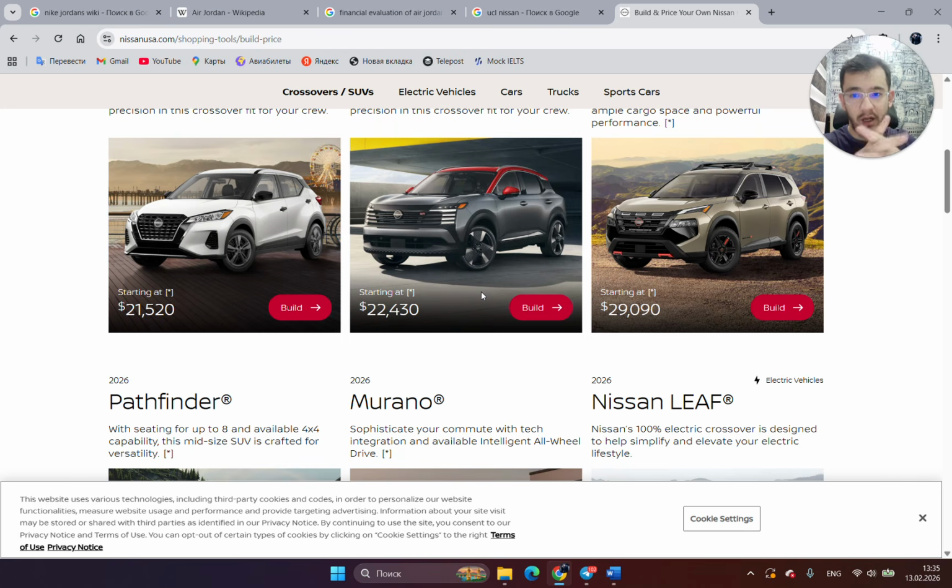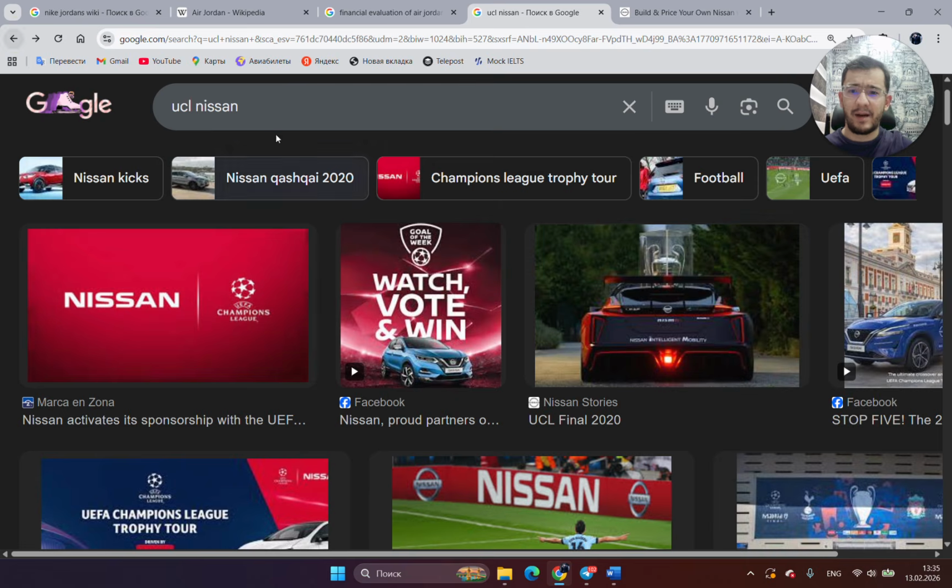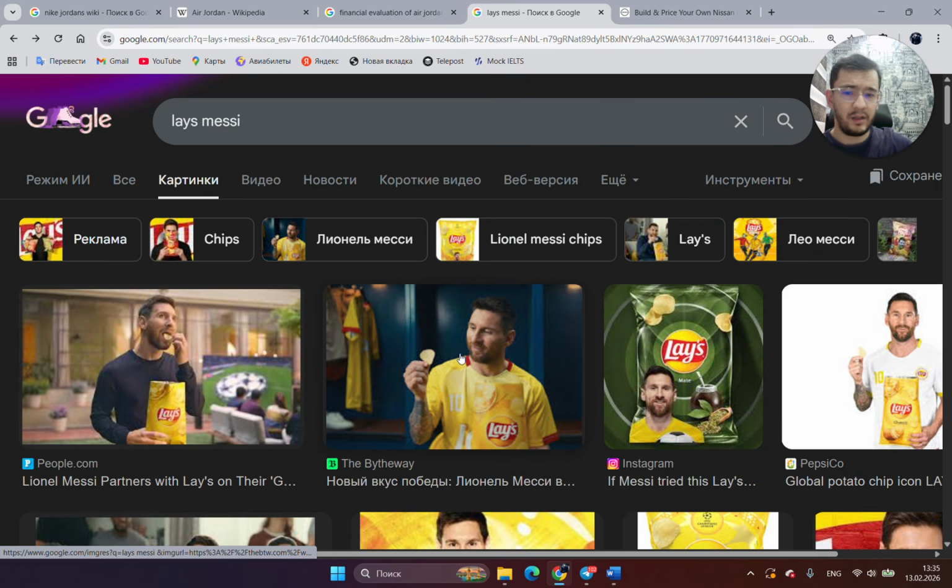It's a collaboration of the automotive business and sport, but that's how we build associations. So I'm looking at Nissan, but at the same time I'm thinking about UCL. I'm looking at Lay's, but at the same time I'm remembering who Lionel Messi is. And the same works with Ronaldo's endorsements and many other people. So it doesn't matter whether you like the product or not. Sometimes it's just the association. And association can become awareness. And awareness is attention. And attention, as we see in 2026, is money.